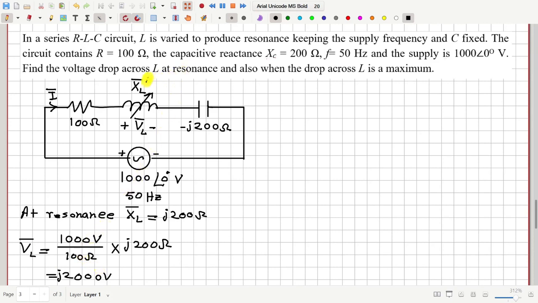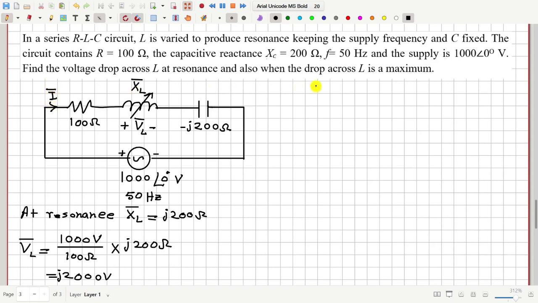Now there is a second part of this question, and here this inductor is varied to get maximum value of the voltage VL across the inductor. When will we get maximum voltage across the inductor? Let us see. First, how much is this current? How much is the magnitude of this current?